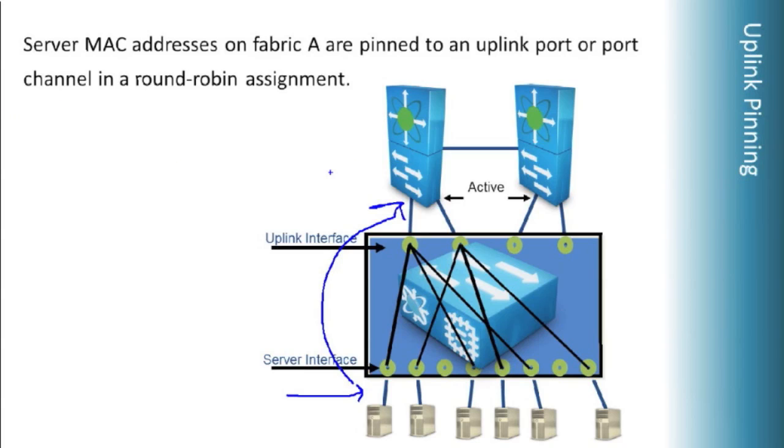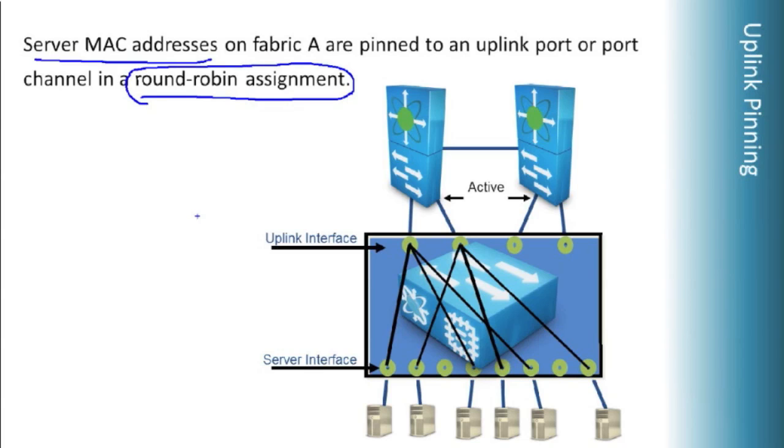How does this work? Well, by default, notice that these uplink pinnings are done, these server MAC addresses are pinned on the uplinks in a round-robin assignment fashion. Exam time, as you might guess. So how are the server MACs pinned to the uplink ports by default? It's a round-robin assignment by default.